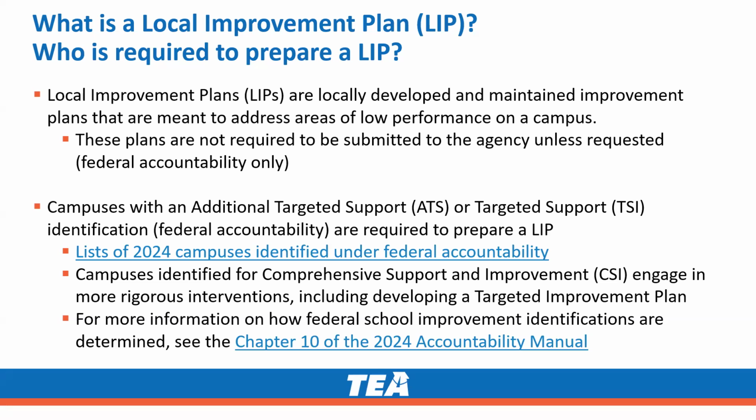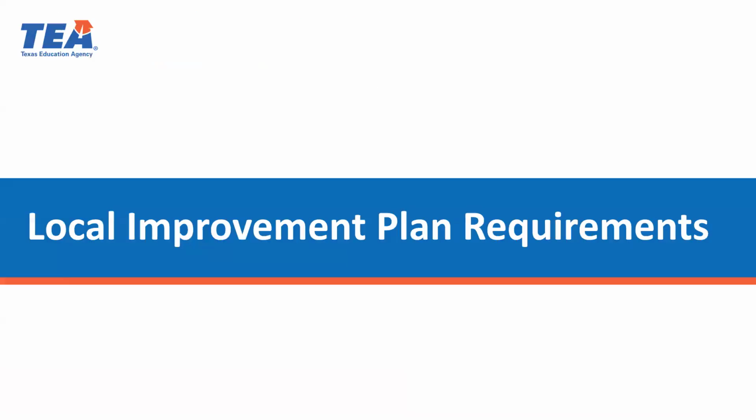Local improvement plans are only for the campuses that are identified for additional targeted support and targeted support. If you have any campuses that were identified for comprehensive support and improvement, CSI campuses, these campuses have more rigorous interventions, including developing a targeted improvement plan that is submitted to the agency. More information about those types of interventions can also be found on the School Improvement website. And if you have questions about how a campus was identified as additional targeted support, or even comprehensive support, Chapter 10 of the 2024 Accountability Manual outlines how these identifications are determined.